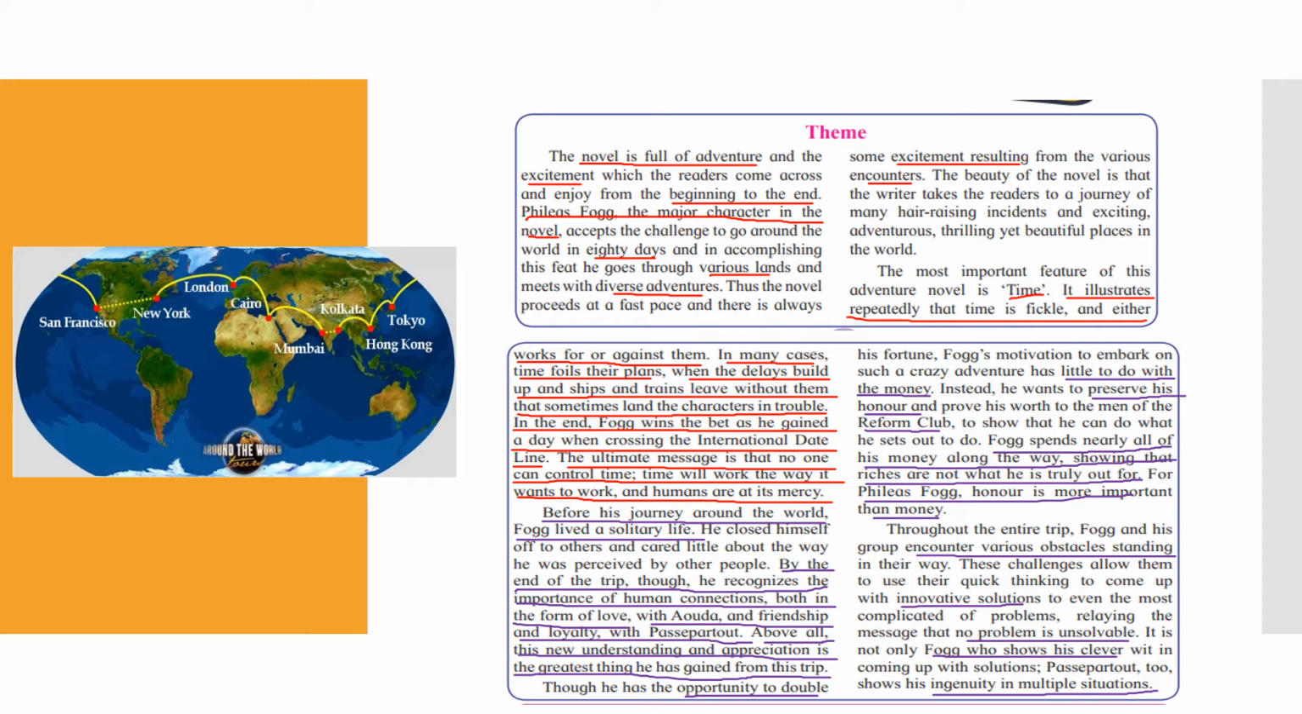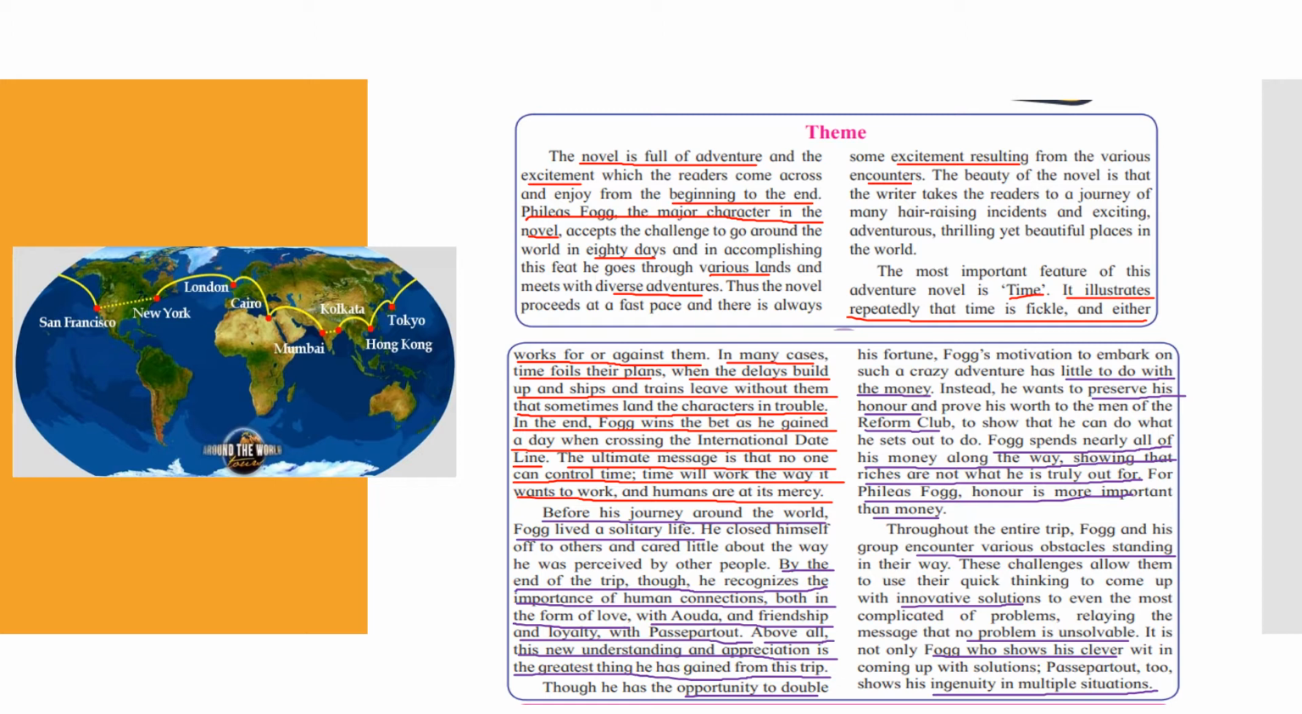So this theme is on the novel, which is full of adventure and excitement right from the beginning to the end. Phileas Fogg, the major character in the novel, accepts the challenge to go around the world in 80 days and accomplishes the feat by going through various lands and meeting with diverse adventures. This novel moves at a fast pace and there is always some excitement resulting from the various encounters. The most important feature of this adventure novel is time. It illustrates repeatedly that time is fickle and either works for or against them. In many cases, time foils their plan.